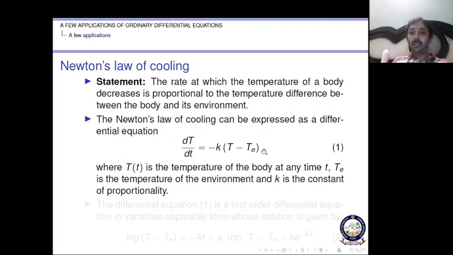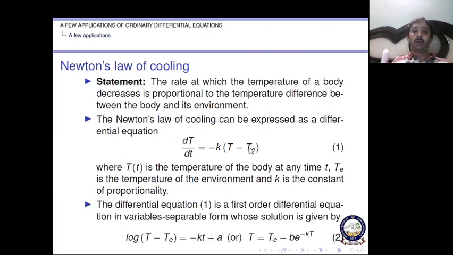So take T minus TE to the denominator on the left hand side, and send dt to the right hand side and integrate straight away. You would see that the solution of this differential equation will be log of T minus TE equals minus kt plus A, where A is the constant of integration. Now this can be simplified further by taking anti-log on both sides and simplifying, and that will give us capital T equals capital TE plus B into e to the power minus kt.